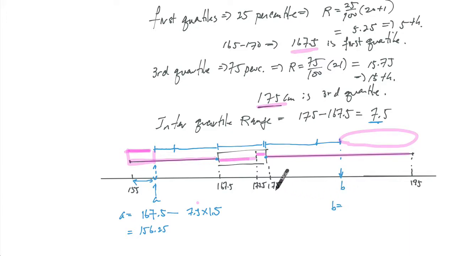For B, it's going to be 175. We've got to go right, so plus 7.5 times 1.5. That's 186.25. So the values that are from 186.25 to 195 are also outliers.